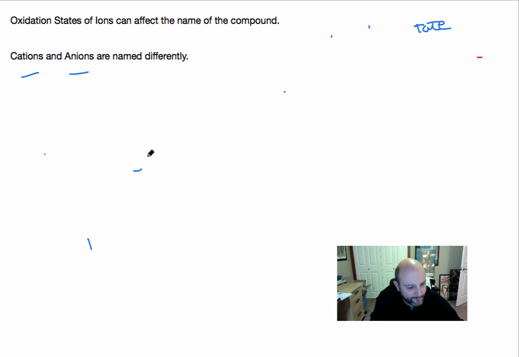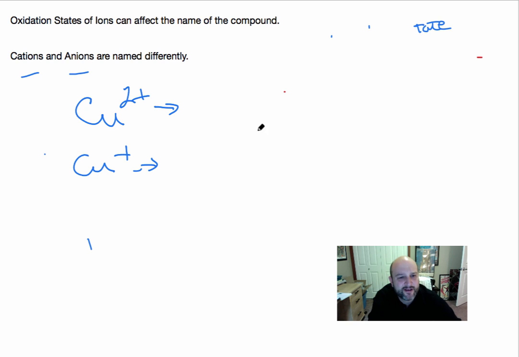And these ones you just sort of have to memorize, and they're listed in your book. For example, there are two oxidation states of copper, and we have confusingly two ways of naming them. So you have copper 2 plus and you have copper 1 plus, and the higher oxidation state ends in ic, and the lower one ends in us. That's one way to remember it.